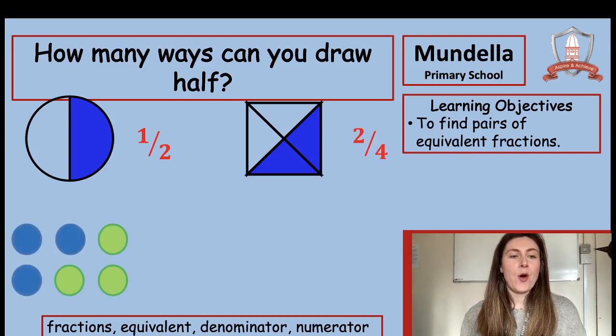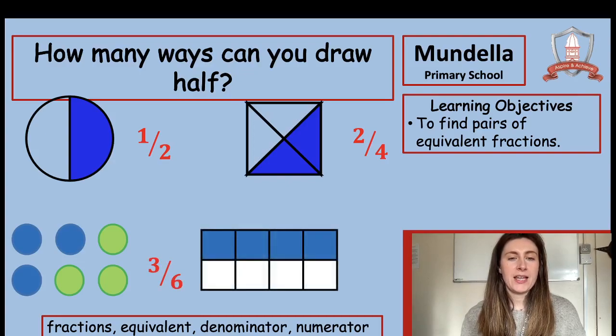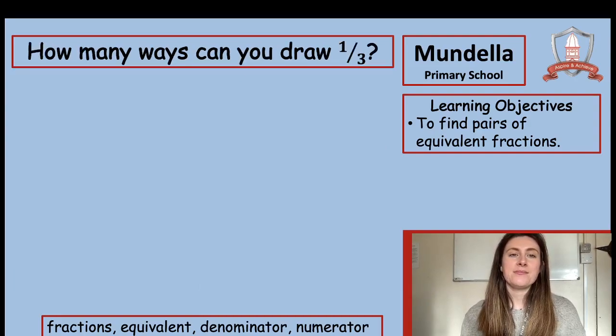Here I've got some dots. I've got 6 of them, and I've shaded in half of them, which is 3/6. So 3/6 is the same as 1/2. And here I've got some squares. I've got 8 squares, and I've shaded in half of them, or 4 out of 8, 4/8. I wonder how many you found.